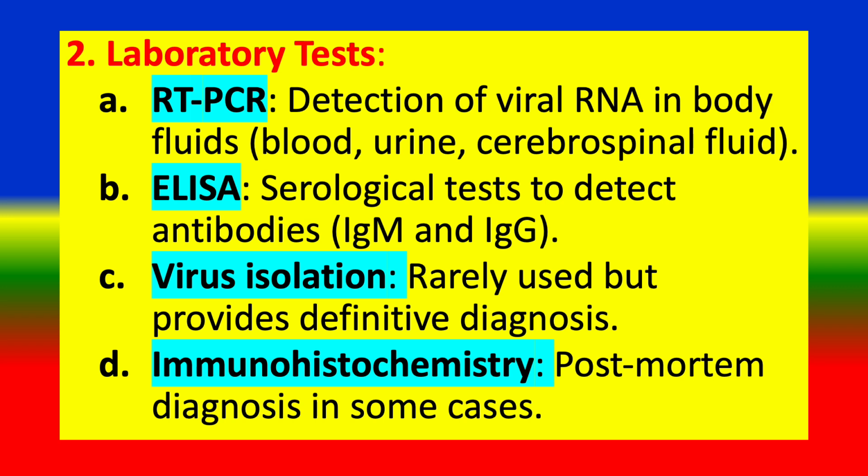B. ELISA, a serological test to detect antibodies, IgM and IgG. C. Virus isolation, rarely used but provides a definitive diagnosis. D. Immunohistochemistry, post-mortem diagnosis in some cases.